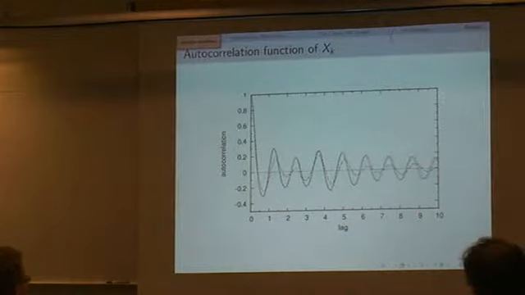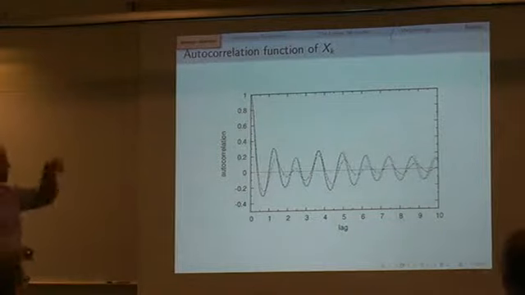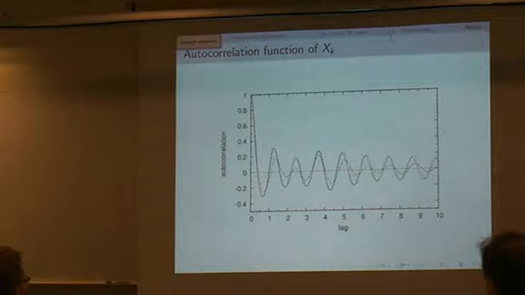Then look at temporal behavior, the autocorrelation of x. Again, the lines have the same meaning. The simple closure models have a considerable error. The autocorrelation decays too fast, and there's a phase shift. And the cluster-weighted model is quite good. It has just a small phase shift at large lags.